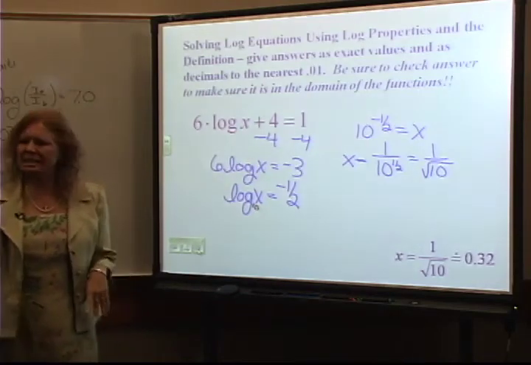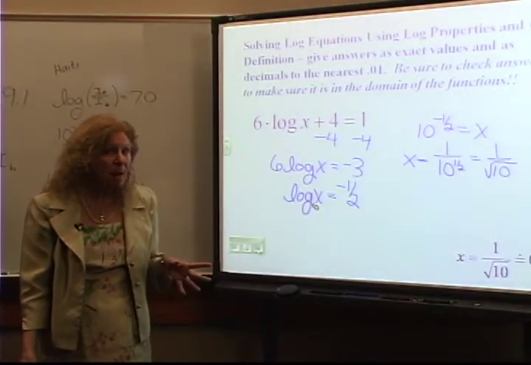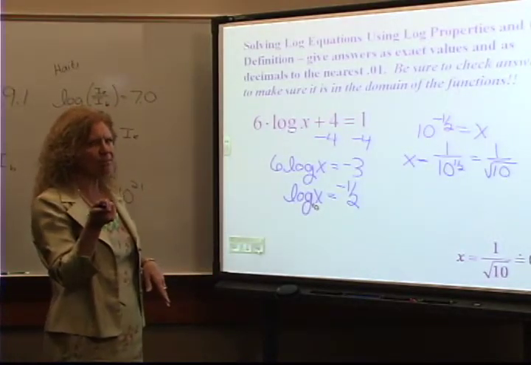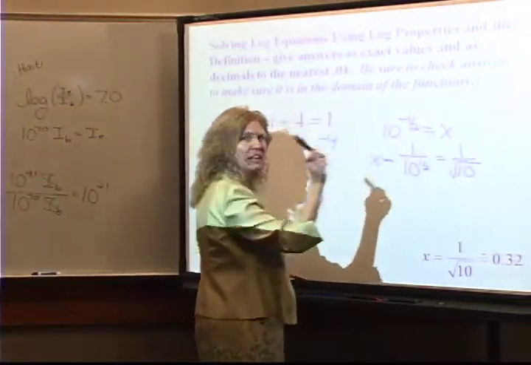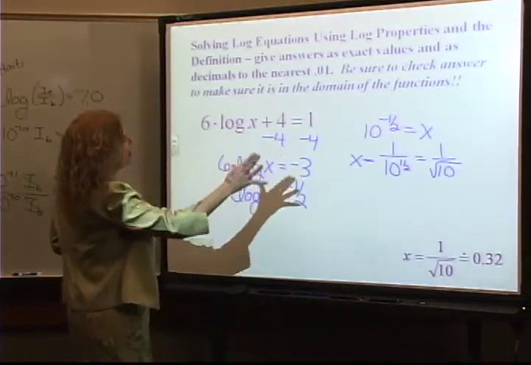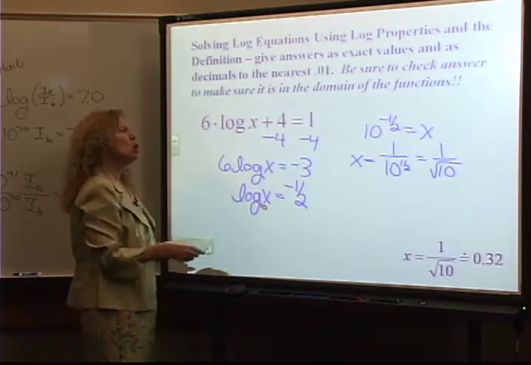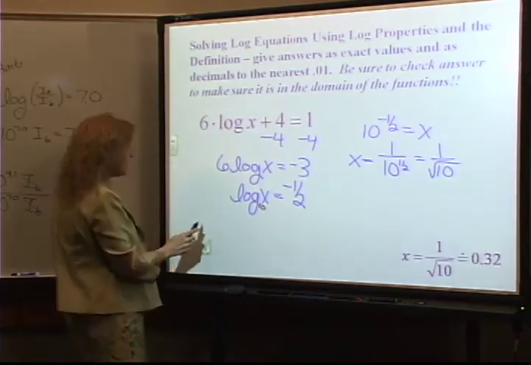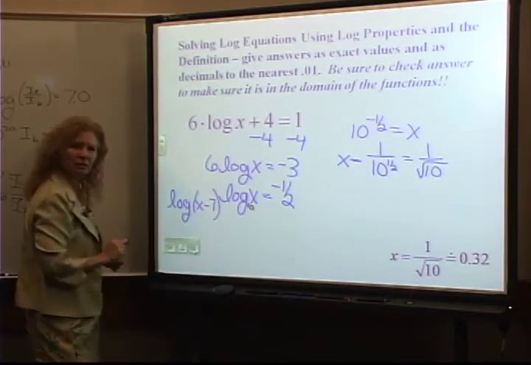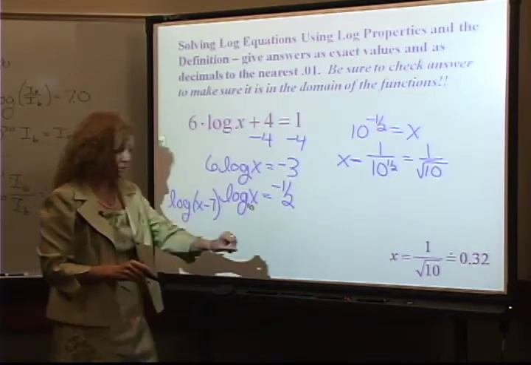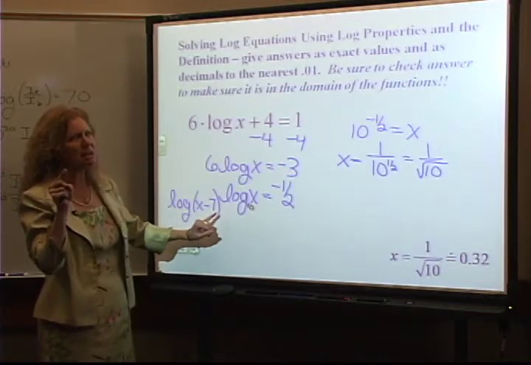Now, by the way, some people will say, well, you didn't need to check that because that wasn't a negative number. Oh, but be careful. It's not so much whether this number is positive or negative. It's a matter of the input to the log function has to be positive. So, for example, if my input had been x minus 7, well, if you put in a positive 0.32 and you subtract 7, you have a negative number.